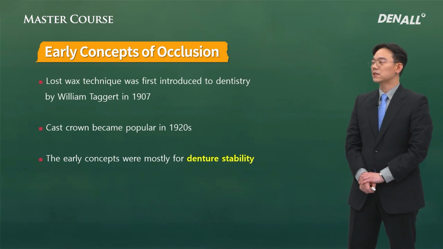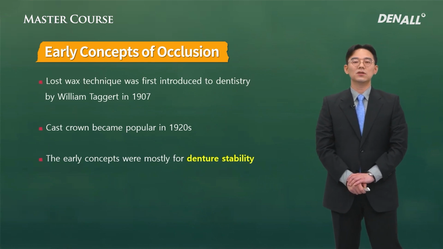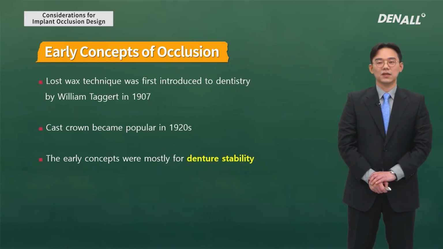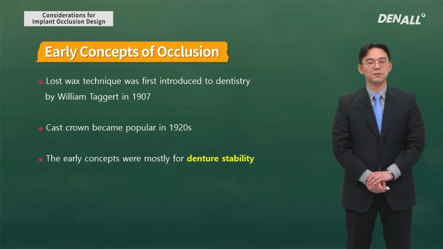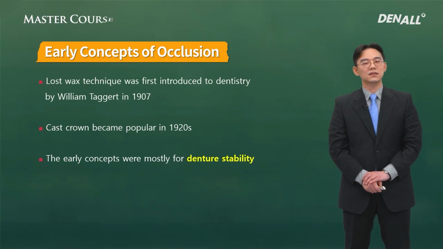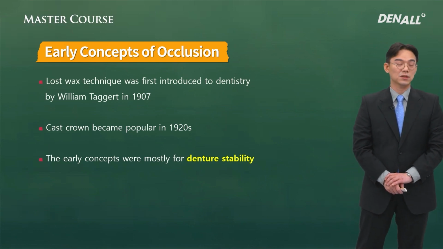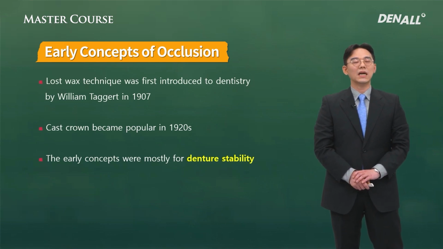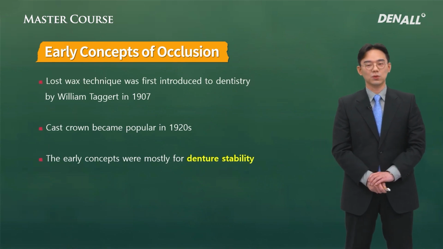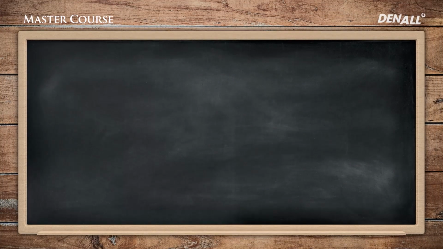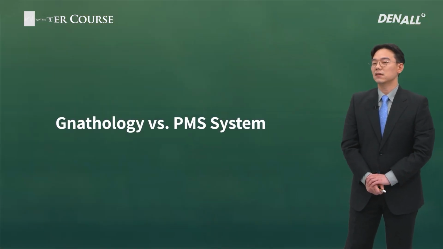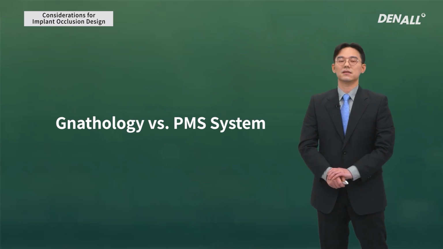Wax technique was introduced first to dentistry in 1907. Only in the 1920s did cast crowns become popular. So the popularization of natural teeth restoration has only 100 years of history. In the early days of occlusal concepts, they were focused on stabilizing dentures. With cast crowns, the age of dentures gave way to the age of natural tooth restorations. The two main schools: gnathology versus PMS.